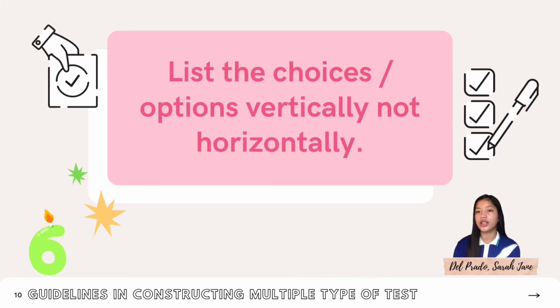Let us now continue. The 6th guideline is list choices vertically, not horizontally. This is because items that are ordered vertically are a lot easier on the eyes to scan rather than items ordered horizontally. Vertical listing makes it easier for the students to compare their answers when there is a parallelism in the possible answers or addition or change of a word or clause.